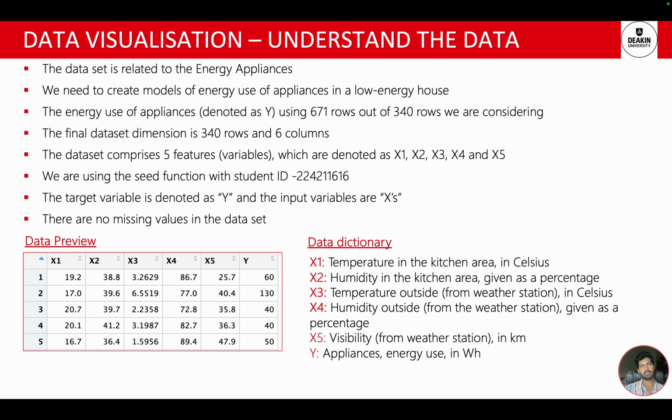Currently we have a data set with a total number of 671 rows, of which we need to use 340. This data is for the energy appliances, and we need to build a model to predict energy use, especially for low energy houses. We can see the sample data set here. In total we have 5 variables, and one is the predictor, the appliances energy use, y, which we need to predict from x1, x2, x3 and x4. The input variables are temperature and humidity, inside and outside, and we also have visibility.